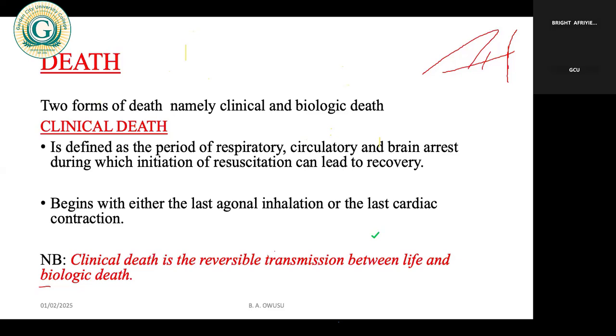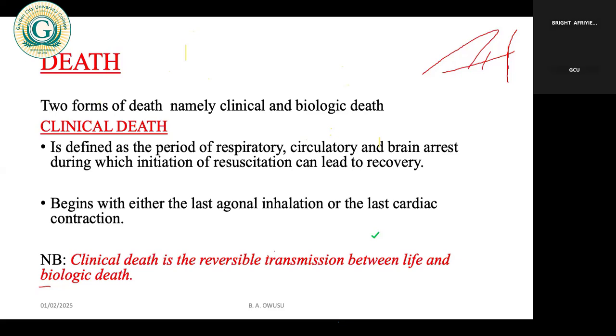Remember that clinical death begins with either the last agonal inhalation or the last cardiac contraction. And I've been teaching this course for a while, and some students have shared with me their experiences, some of which are very interesting. I think the last time in some midwifery class I taught, they shared with me a situation where a child was certified clinically dead, and they were waiting for the mortuary attendants and all that.